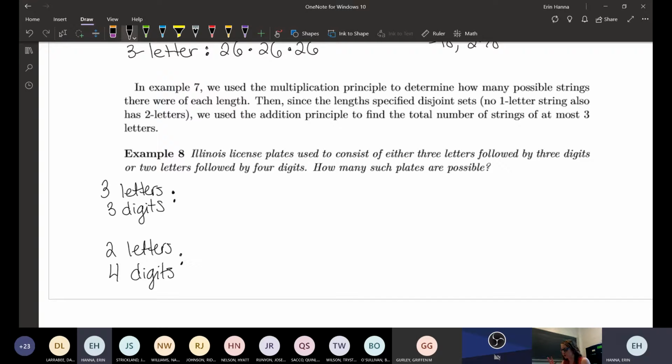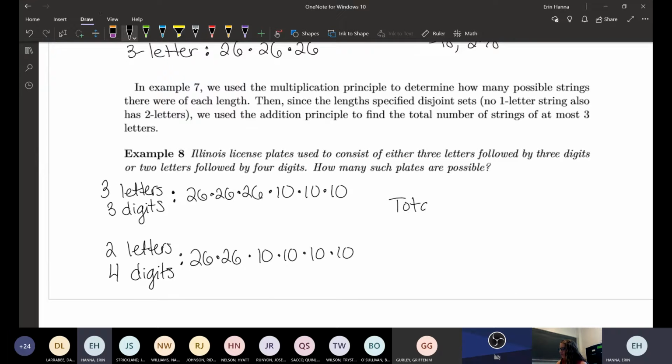Okay, so there are 2 choices. You either have 3 letters and 3 digits, or 2 letters and 4 digits. In the 3 letters, 3 digits case, you have 6 spaces to fill. For the first 3, you have 26 choices for each, because it didn't say that we can't repeat. Since there are 10 digits, the last 3 spaces have 10 options each. For the 2 letters case, you would have 26 times 26, and then 10 times 10 times 10 times 10. Since these are disjoint sets, there's no plate that has 3 letters and 3 digits that also has 2 letters and 4 digits, so we can just add these results together.